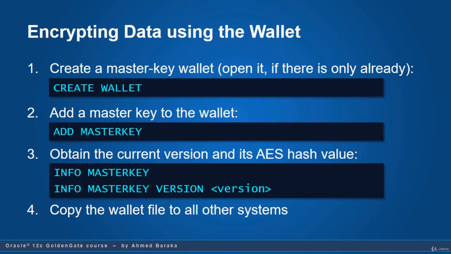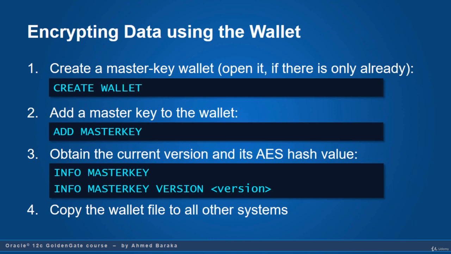To use the wallet for encrypting the TCP/IP message or the data, you perform the following procedure. First, you create a wallet if there isn't one already. Simply use the command create wallet as shown in the slide. If there is already a wallet created, use the command open wallet instead. After that, you add a master key to the wallet using the command add master key. Then you get the current version of the added master key using the command info master key. For the newly created master keys, its version will always be 1.